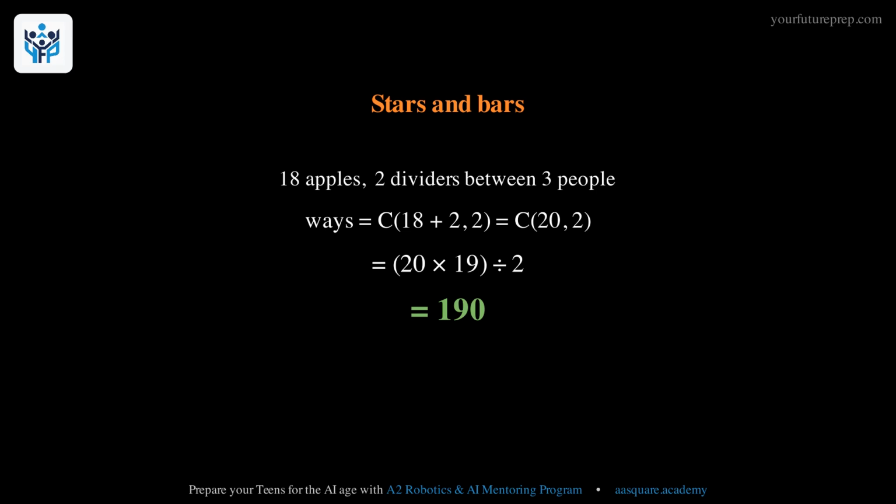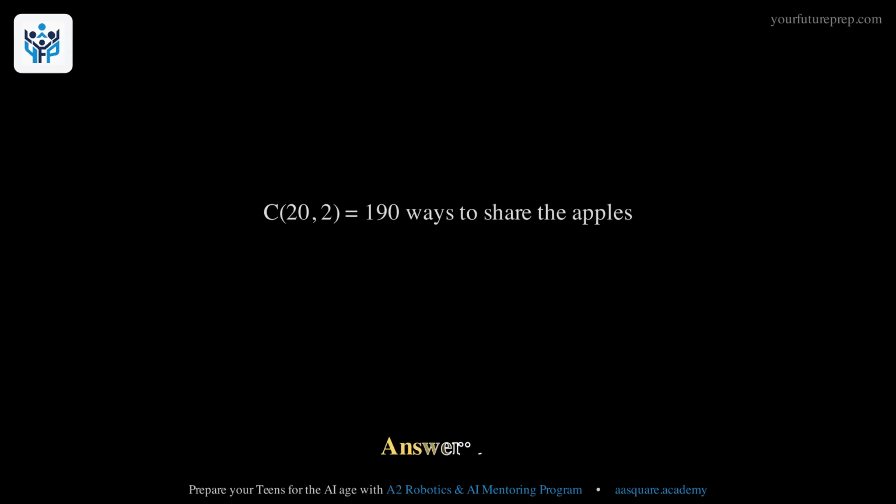choose 2. Which is 20 times 19 over 2, equal to 190. So there are 190 ways. The answer is 190, choice C.